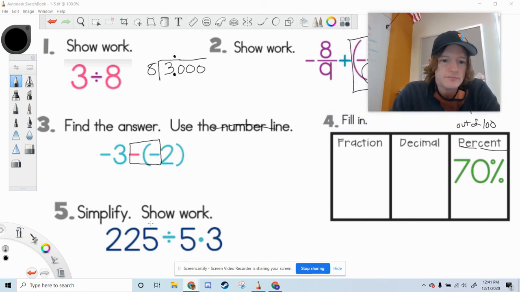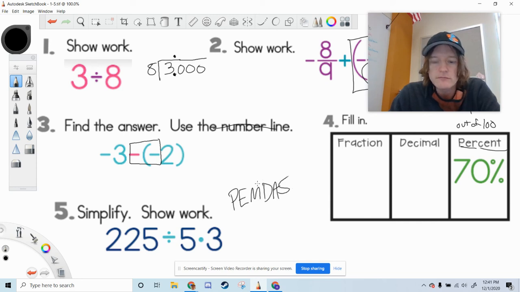Number 5, we need to do PEMDAS. We need to do the order of operations. However, be careful because PEMDAS is actually a big liar. PEMDAS says you should probably multiply before you divide, but that's actually not even true necessarily. You need to multiply or divide depending on which one comes first.